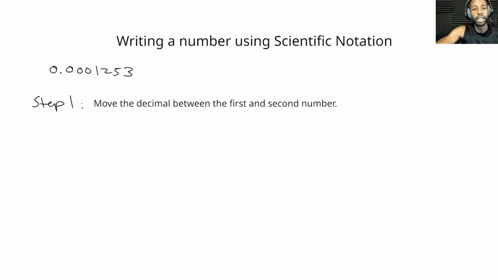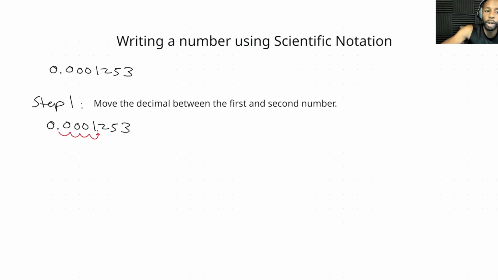I'm going to take this and duplicate it. Okay, here we go. So I'll do it that way. Taking this number here, we want to move the decimal between the first and second number. We're going to take note of how many times we move it, but that's coming. So we're moving it between the one and the two. One, two, three, four. So we're going to move the decimal right here.